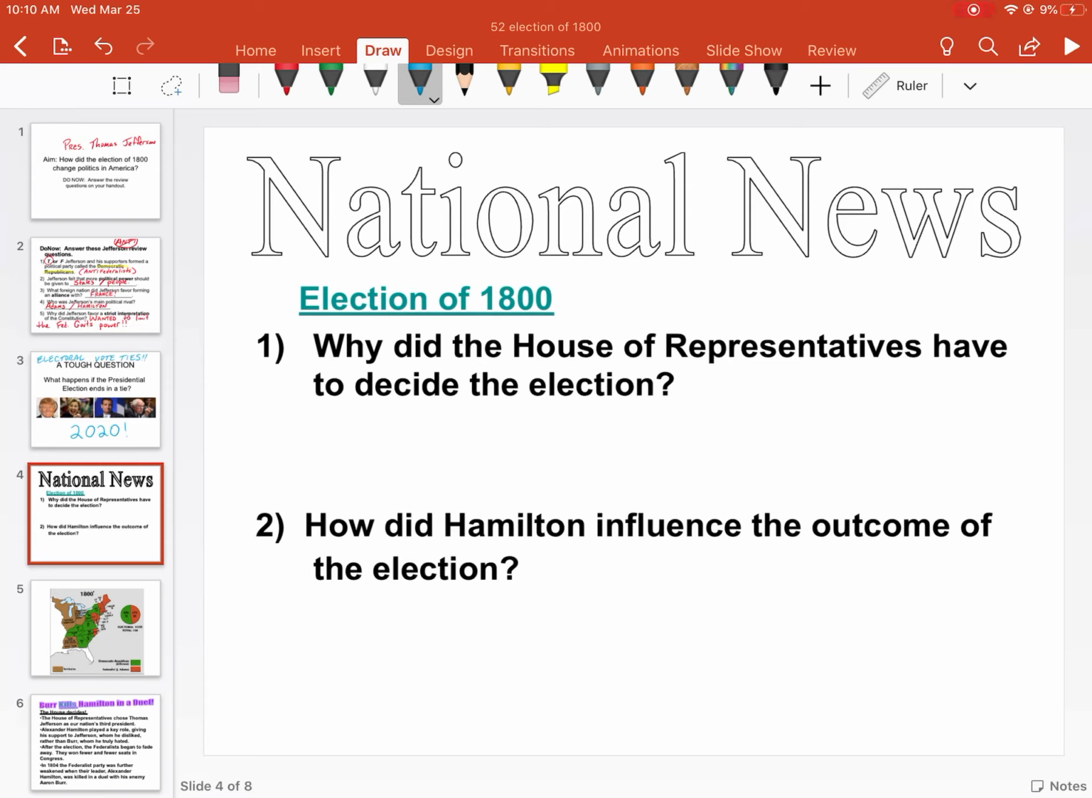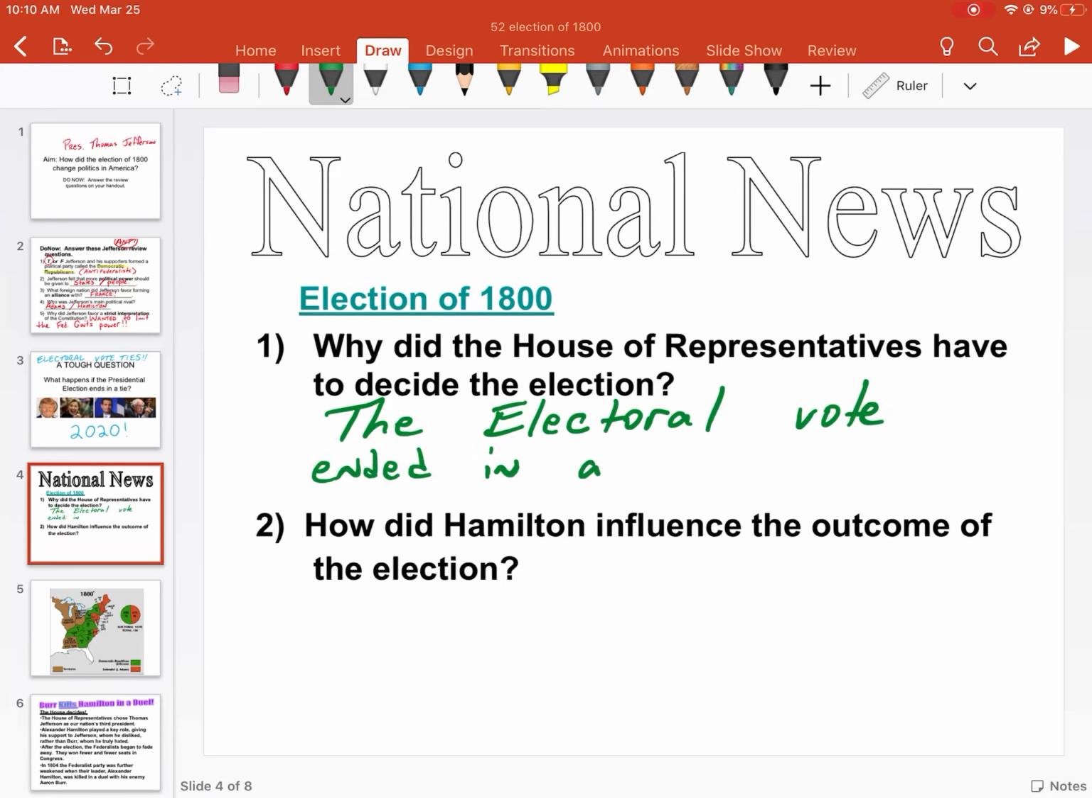Let's go over them. Question 1, why did the House of Representatives have to decide the election? The electoral vote ended in a tie. And the U.S. Constitution says that if the Electoral College vote ends in a tie, the House of Representatives chooses the winner. Number 2, how did Hamilton influence the outcome of the election?